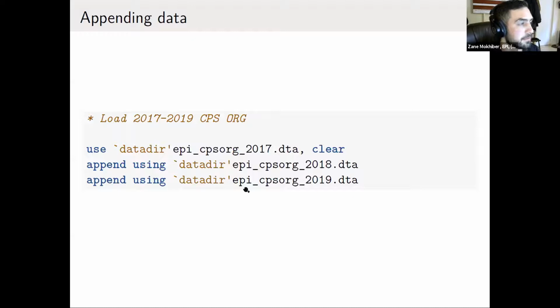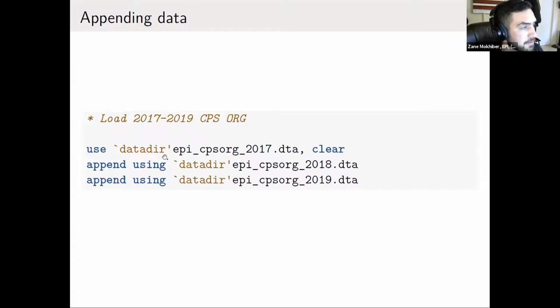Okay, so now we'll get to appending the data. We're at a point now where we can actually load all of the data files that we're going to need to pool a couple of years together. In this case, we're going to pool 3 years together. We're going to pool the 2017, 2018, and 2019 CPS org data together so we can overcome that sample size issue that we were having earlier. And basically, we're just stacking the data sets on top of each other to create one large data file.